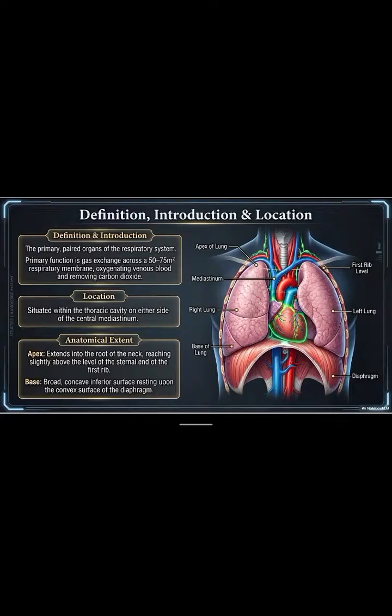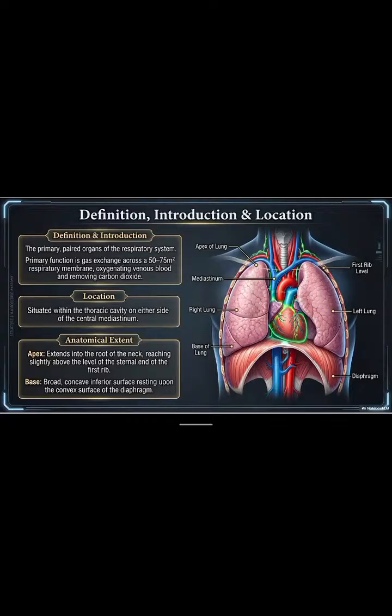Their primary function is gas exchange. So what are the lungs doing? The lungs are where gas exchange occurs. Which particular area of the lungs? The alveoli. This is where oxygen from the atmosphere diffuses into the blood and carbon dioxide diffuses out of the blood into the atmosphere. So let's talk about the location of the lungs.